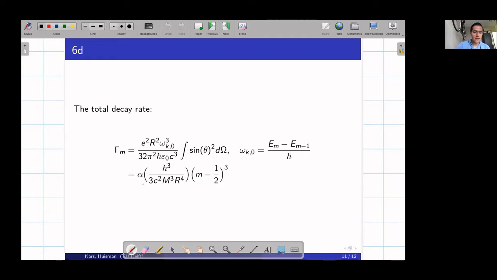And then in question D, we're asked to calculate the total decay rate. So that means we just need to integrate this thing here. Well, if you do that and you do some substitutions, you get rid of this e squared and put it in this alpha here. Then you find that the total decay rate is given by this. It's a bit of a straightforward exercise, I think.